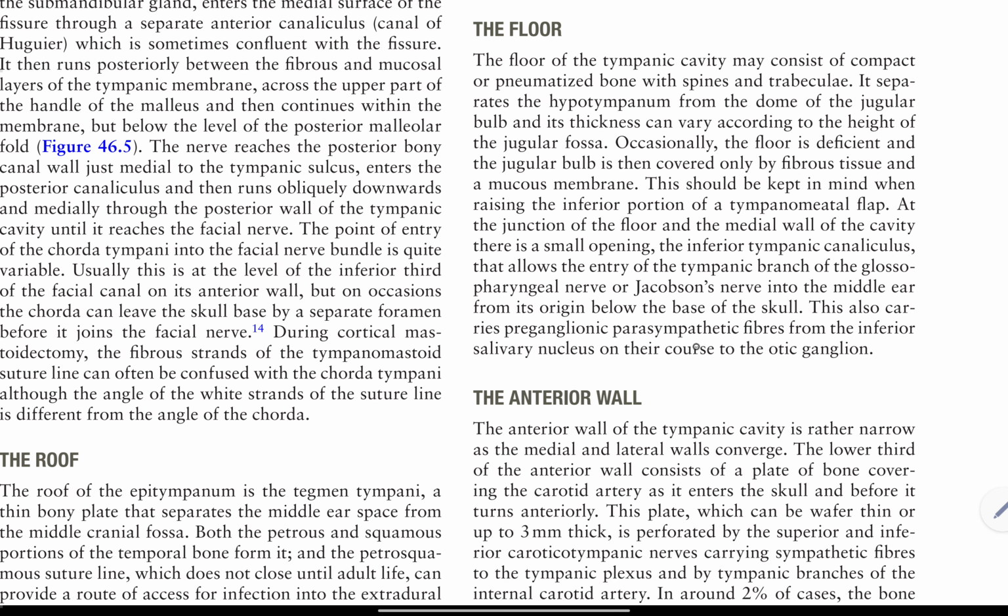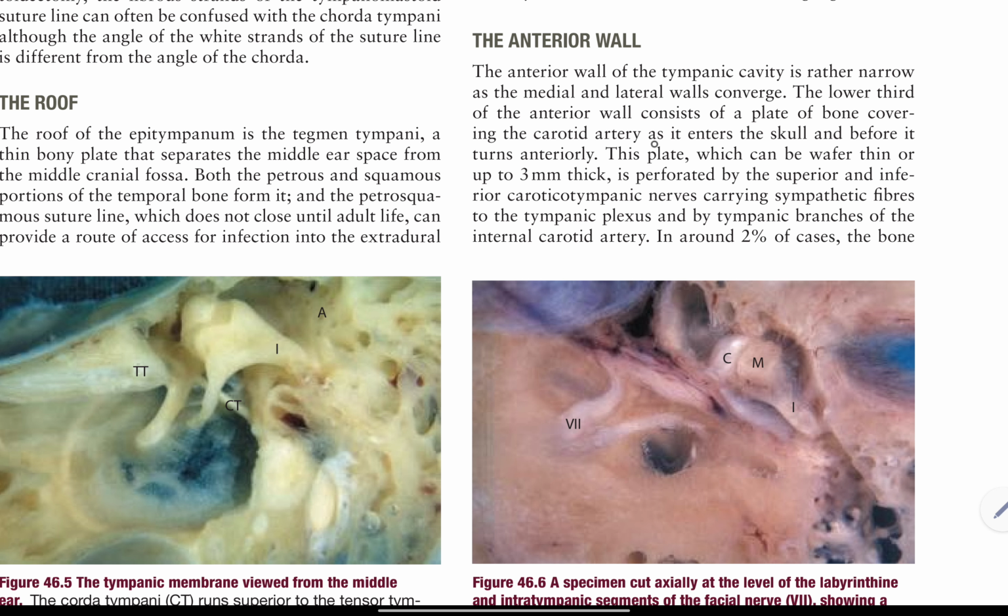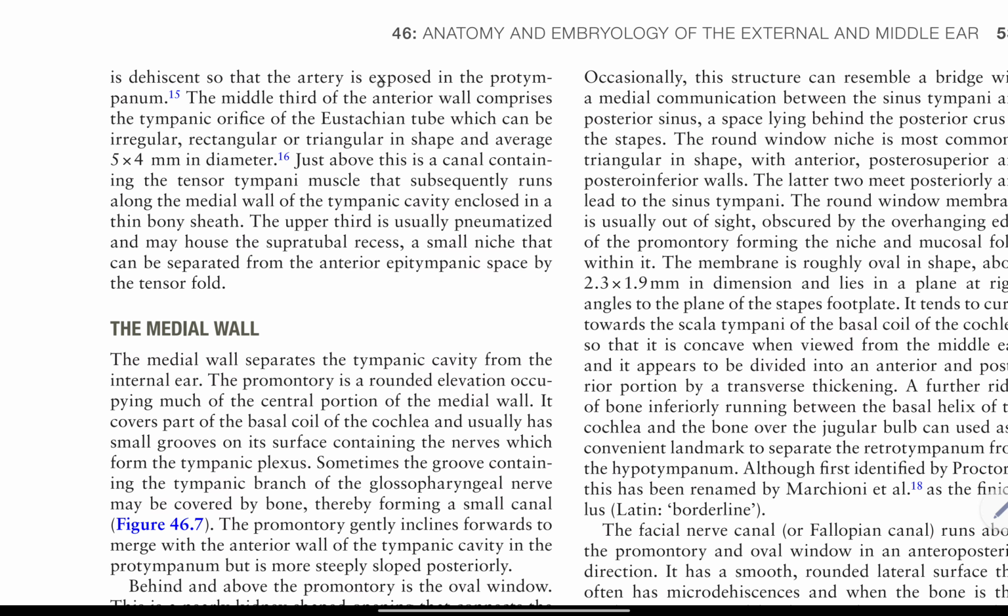The lower third of the anterior wall consists of a plate of bone covering the carotid artery as it enters the skull and before it turns anteriorly. This plate, which can be wafer thin or up to 3 millimeters thick, is perforated by a superior and inferior caroticotympanic nerves carrying sympathetic fibers to the tympanic plexus, and by tympanic branches of the internal carotid artery. In around 2% of cases, the bone is dehiscent so that the artery is exposed in the protympanum.